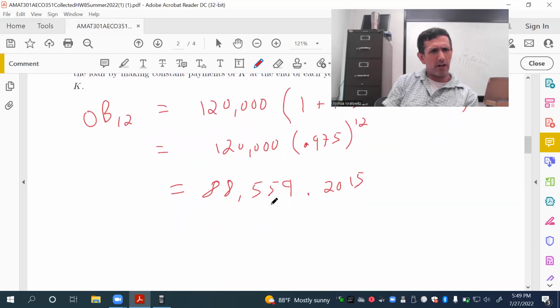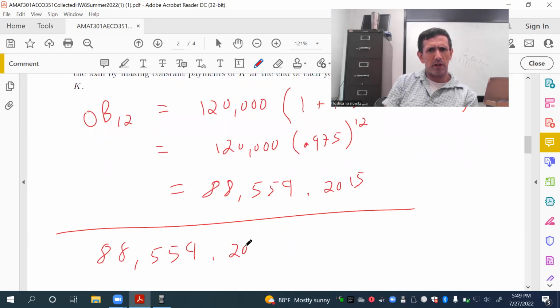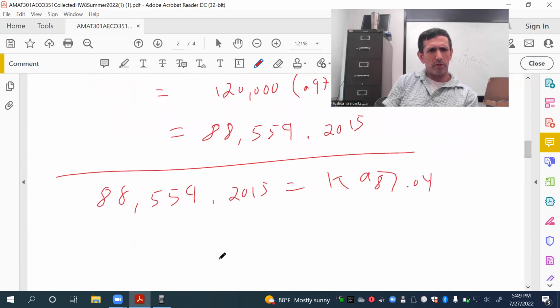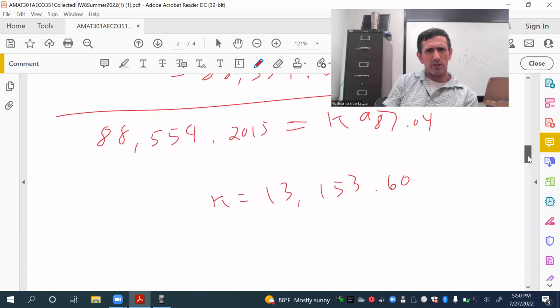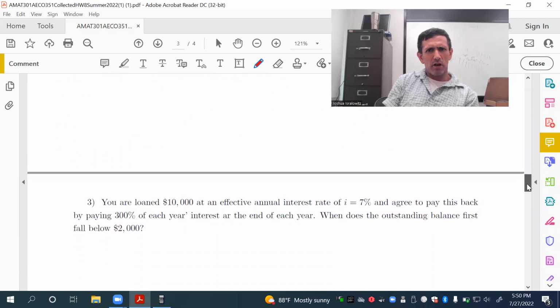Anyway, you get $88,559 and 20 cents. So all we're doing now is paying this amount off by yearly constant payments at an interest rate of 4%. So there's 8 years left. And just plop it into your calculator, just like I did before. You get $13,153 and 60 cents.